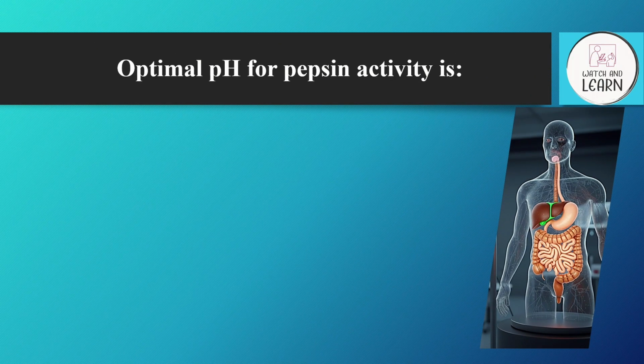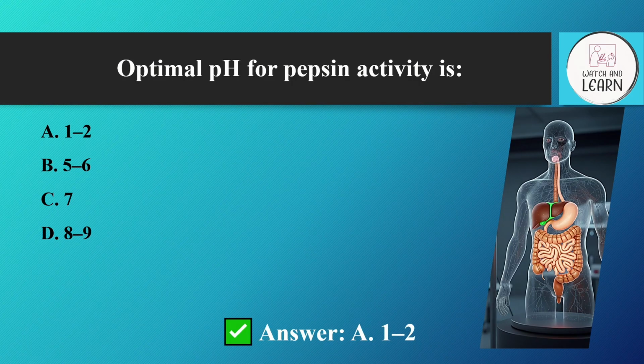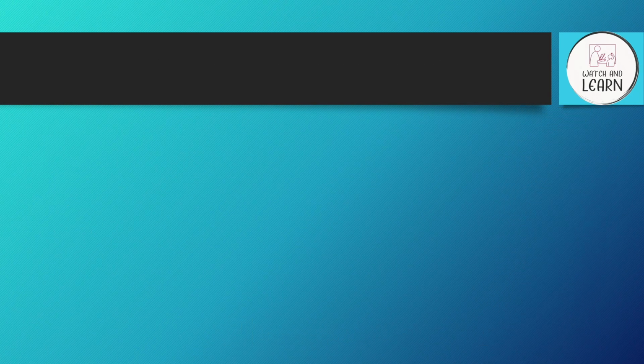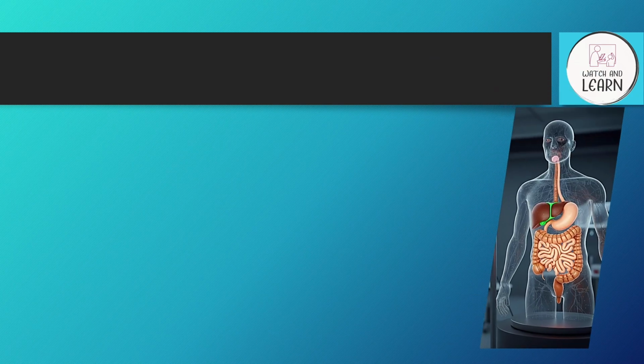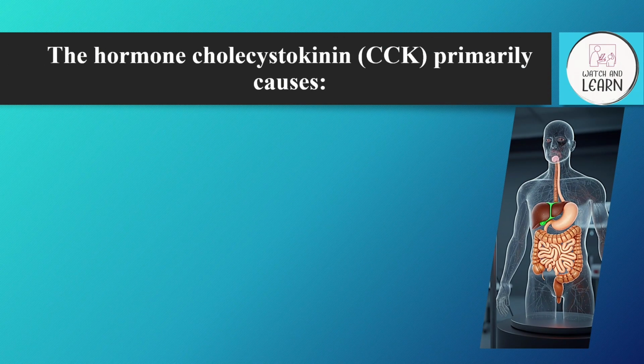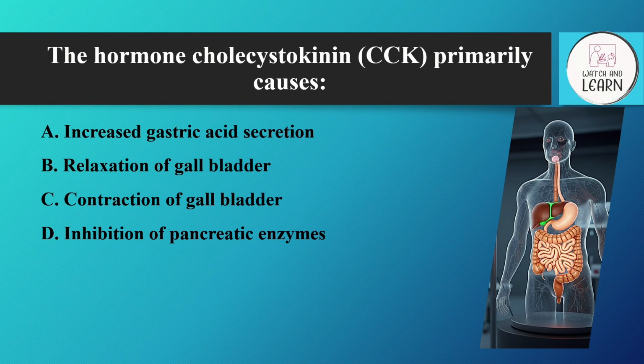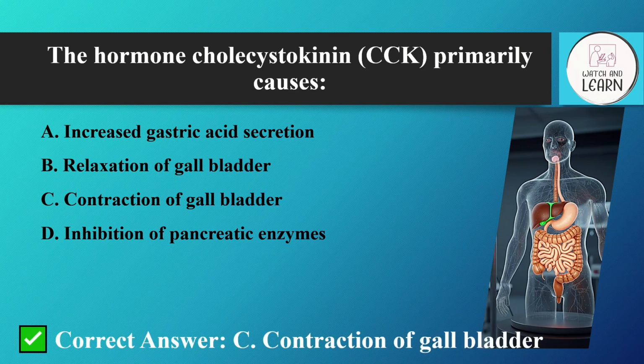Optimal pH for pepsin activity is. These are the options, and the right answer is answer A, 1 to 2. The hormone CCK primarily causes. These are the options, and the right answer is answer C, contraction of gallbladder.